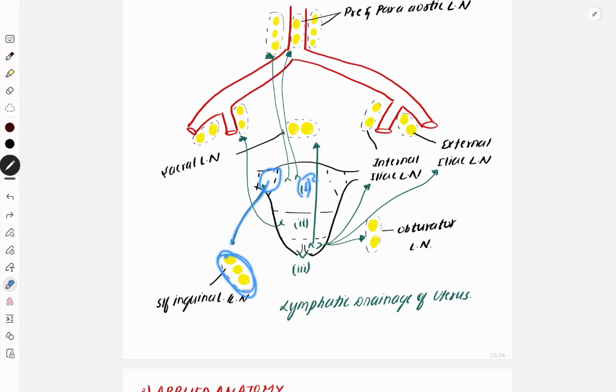So this completes the first part, that is fundus and the upper part of body of uterus, which drains into the pre and para-aortic lymph nodes. The second part is the lower part of the body of uterus. Now this drains into the external iliac lymph nodes.